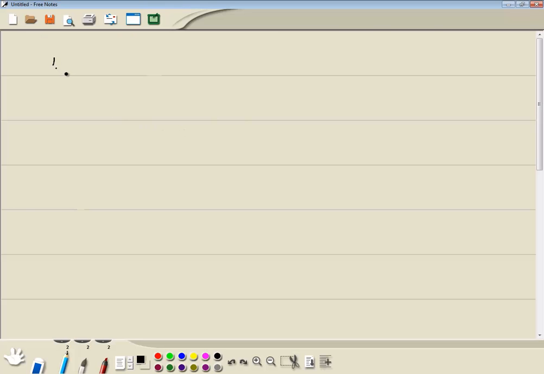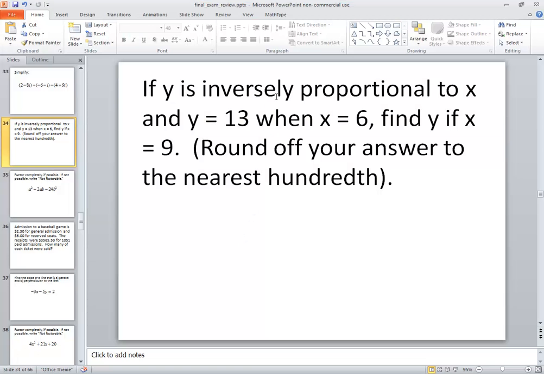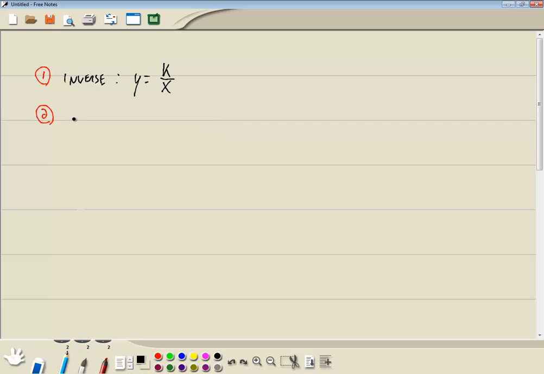So let's try that again. Step 1, it's an inverse. And typically inverses are of this form, y is equal to k over x. k is our constant of variation. Step 2, pick variables that make sense. Well, if y is inversely proportional to x, these are variables that make sense because they're given to us in terms of x's and y's.